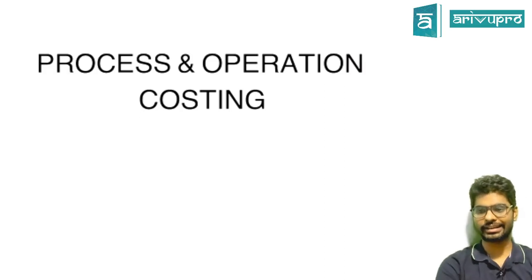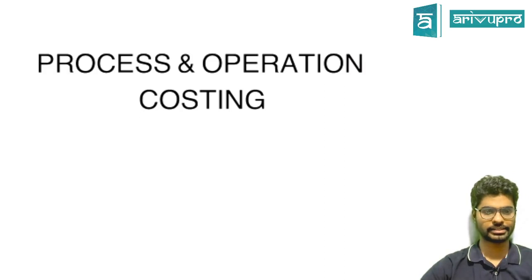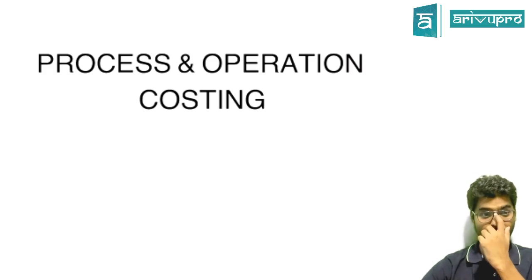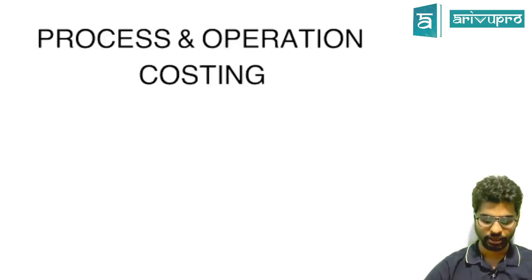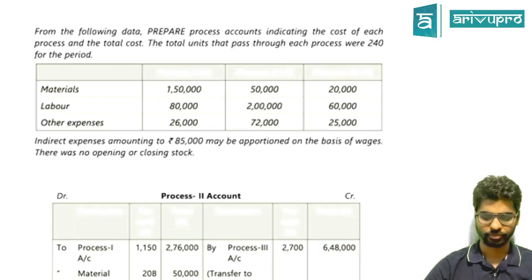So let's just recap the process costing we were doing yesterday. In process costing, I told you, you always have your inputs that get converted into outputs, and the output of each of the units will become my input for the next process. Now we did this first question.